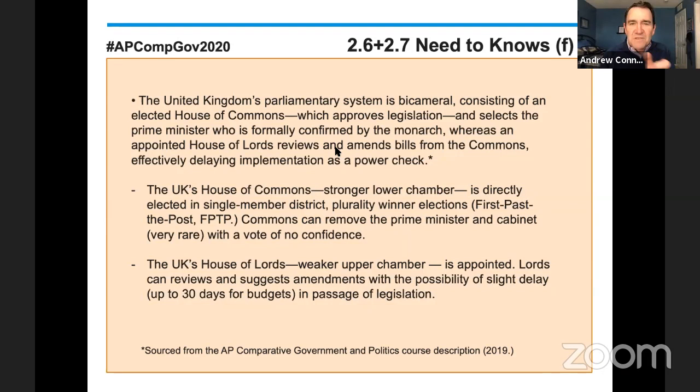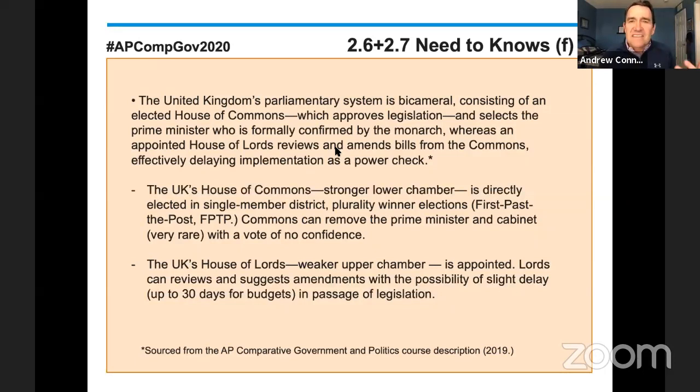So it's kind of a backwards of what we see in Russia, where the head of state nominates the prime minister, and then that selection has to be approved by the lower chamber. In the United Kingdom, it's actually the lower chamber that has the power to appoint, if you will, and then the head of state, the monarch, has to approve.